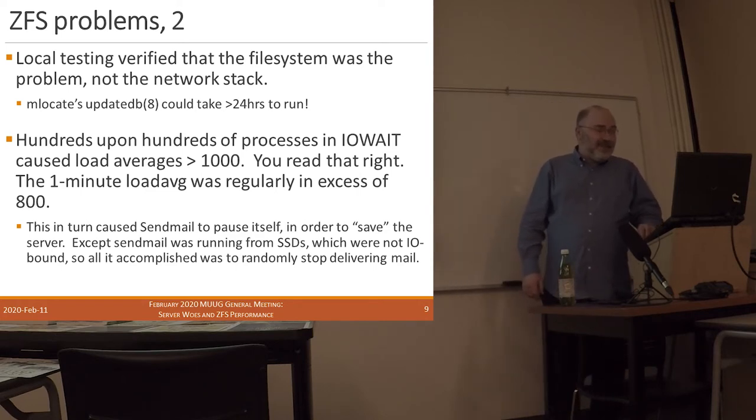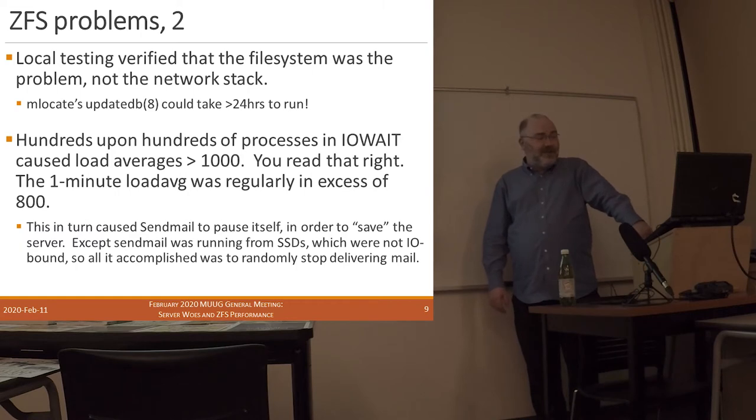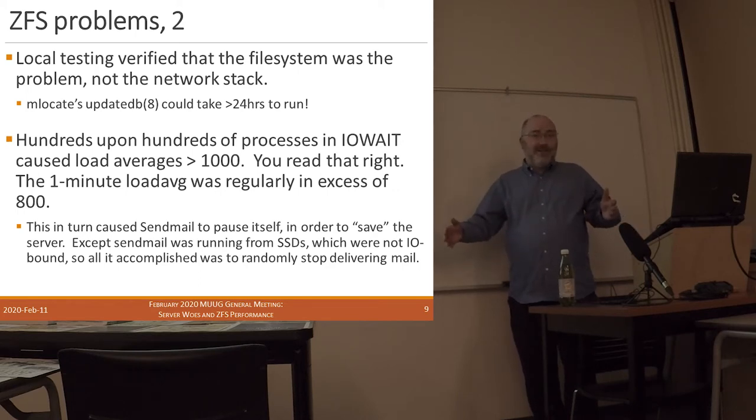So one of the benchmarks that we noticed that was sort of startling was the updatedb command would take more than 24 hours to run. Okay, so updatedb crawls the entire file system. It's never going to be something that finishes in 10 seconds flat, but 24 hours was a bit ridiculous. There was only 24 terabytes of data to index, and a lot of that was enormous DVD-sized ISO files. This should not take more than 24 hours.